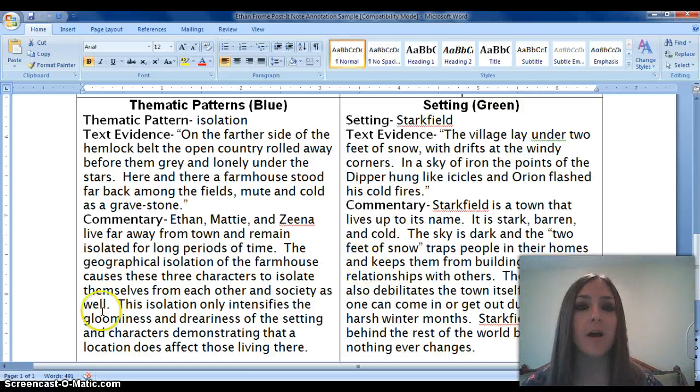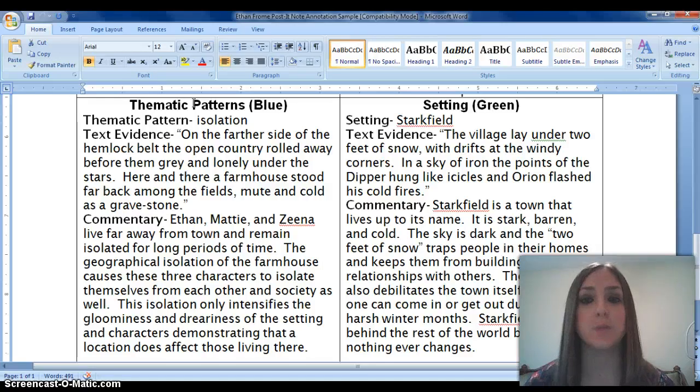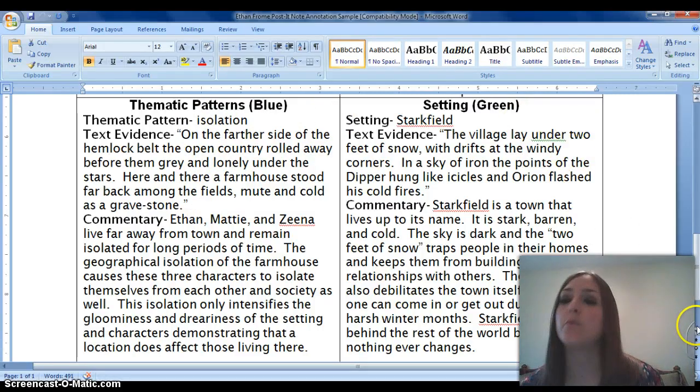The word isolation is not anywhere in this text evidence. So when you're looking for thematic elements, those are not listed in black and white. You have to imply those things. So I'm not looking for this word in your text evidence. I'm looking for an example that demonstrates this theme. Okay? So look for that.